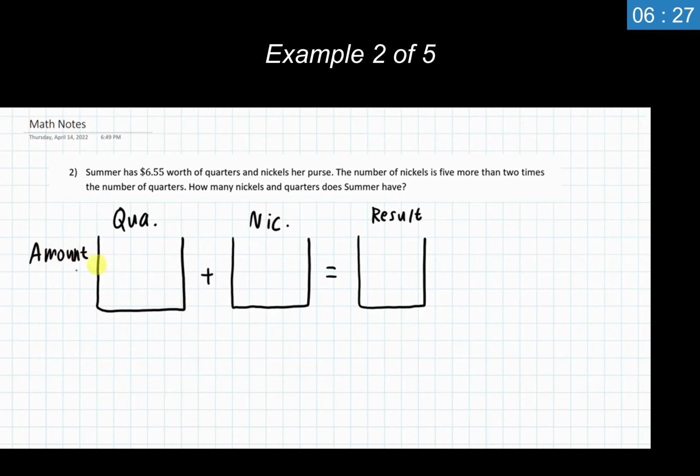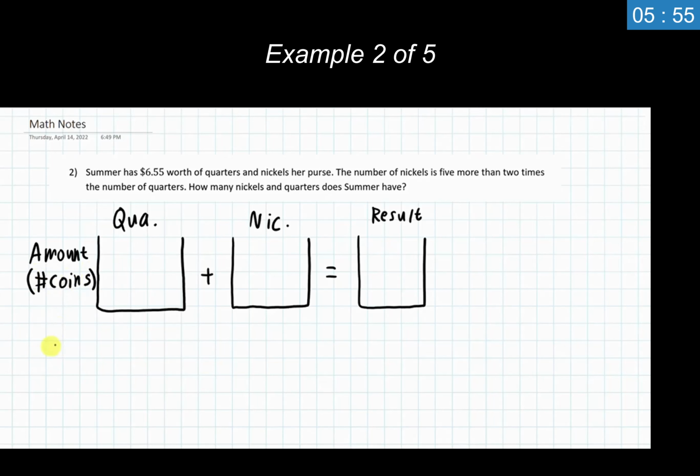The amount right here. And what unit am I using to track an amount here? Well, for this, I'm tracking the number of quarters or the number of nickels. We're asked how many nickels and how many quarters does Summer have. So I just want to know how many physical coins that are quarters and how many physical coins that are nickels she has in total. So I'm just putting the number of coins in here.